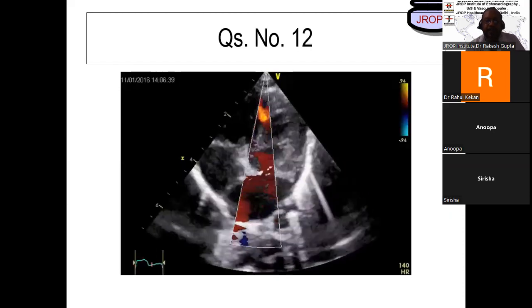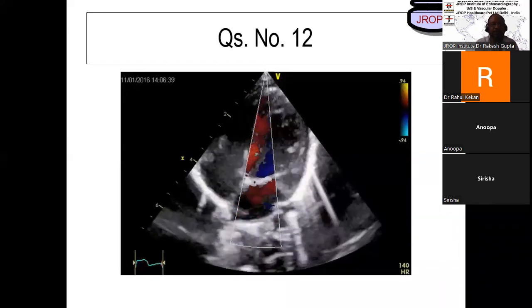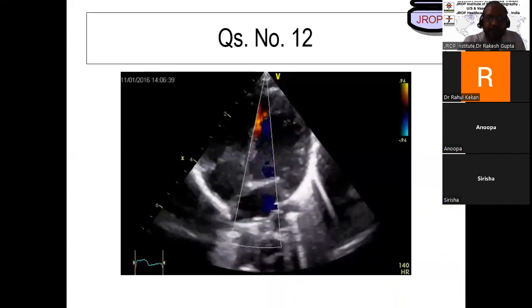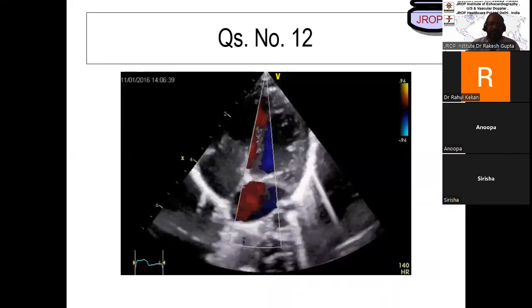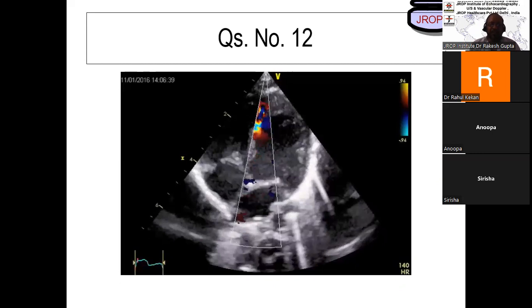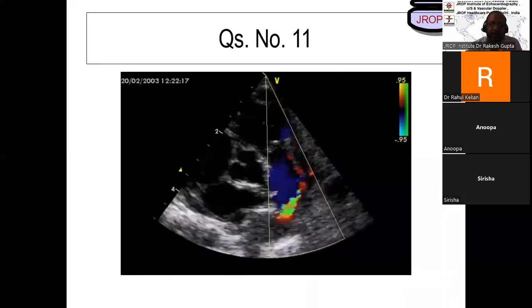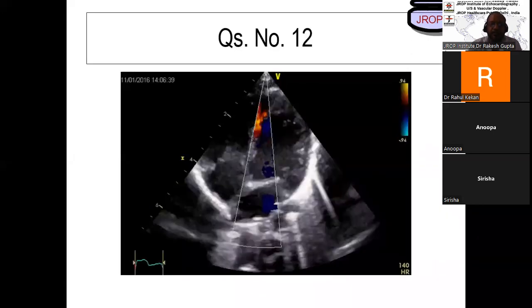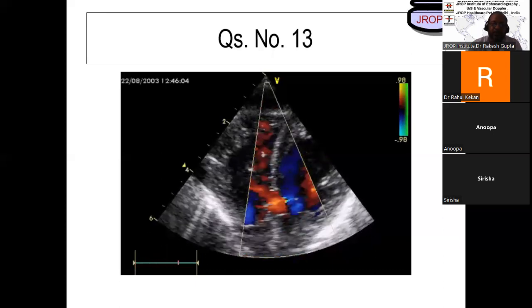So what's the answer? Very simple. Oh, you are very lucky, Anupa. She says, why am I lucky? Sir is giving me a tough question and then asking me why I'm lucky. Sir, can you play one more time? Sure. Sir, it is VSD. Done. It's VSD. Good, good, good.